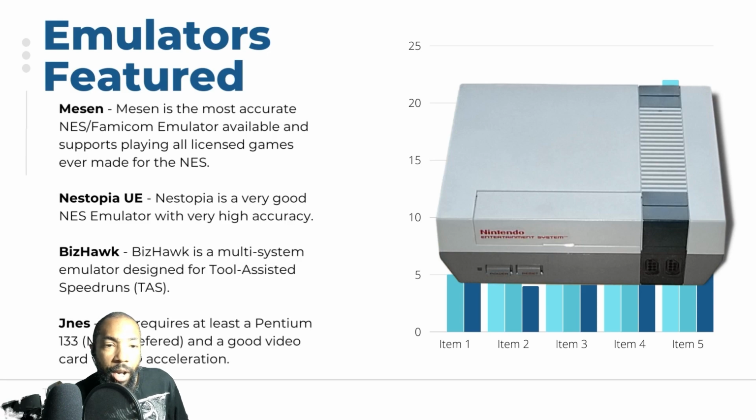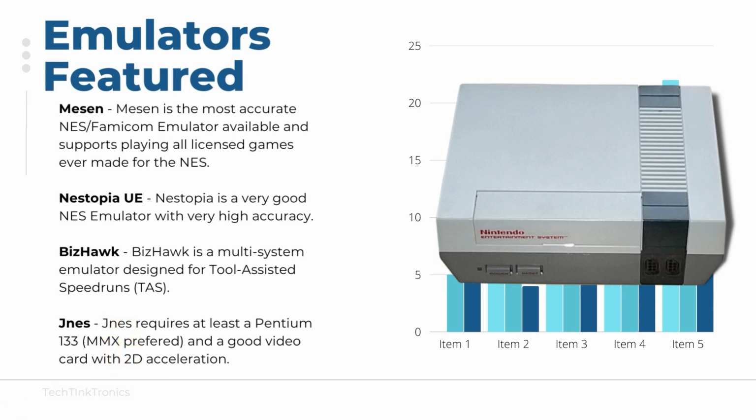All right, so here are some of the emulators that we're going to be working with today. We're going to work with Mesen. Mesen is the most accurate NES Famicom emulator available. It supports playing all licensed games ever made for the NES. Then we have Nestopia UE. Nestopia is a very good NES emulator with very high accuracy.